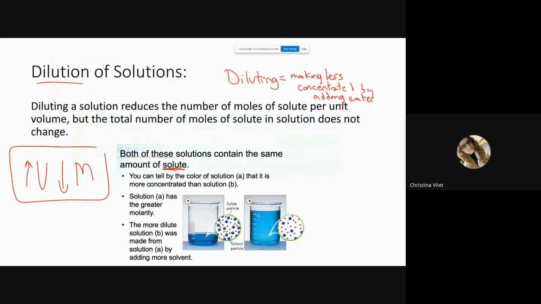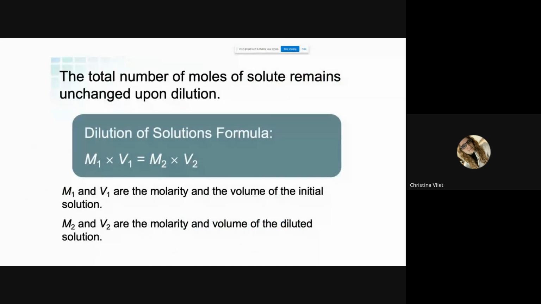So this leads us to our final formula for the day. It is called the dilution of solutions formula. And it is M1V1 equals M2V2. So this is your second formula, and this also does need to be memorized.